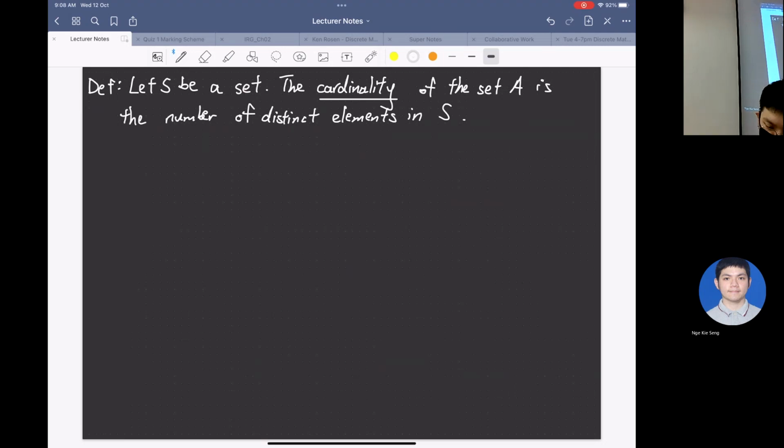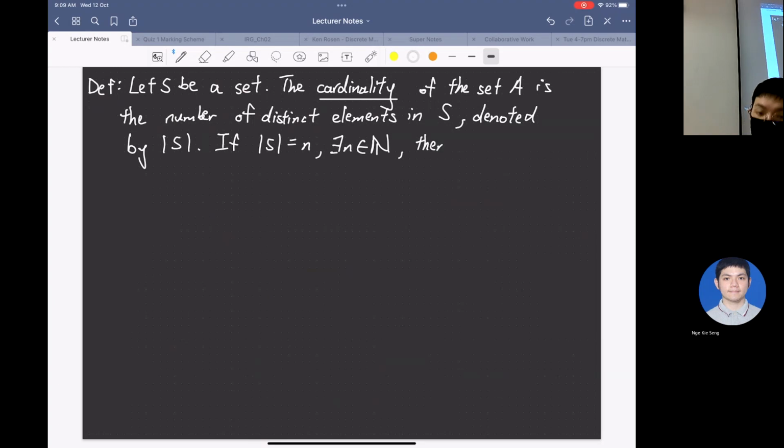Let me denote it by modulus of X. If |X| equals n for some n in the natural numbers, then X is finite. Otherwise, the set X is infinite.